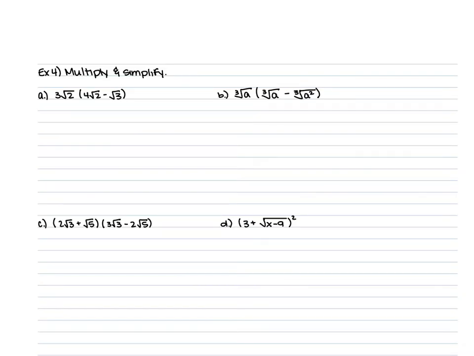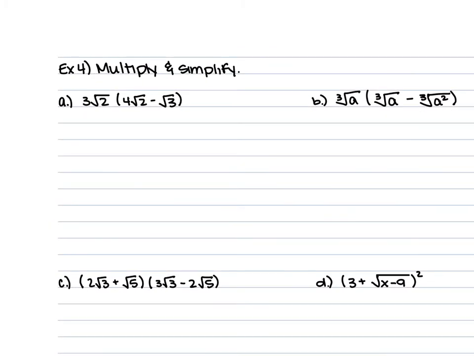Example 4 tells us just to multiply and simplify. When we multiply here, we want to see if what's on the inside of our parentheses can be simplified before we do anything. If we look at example 4a, we have 3 square root 2 times 4 square root 2 minus the square root of 3. On the inside, you cannot simplify any of that, so we are just going to distribute in this 3 square root 2. So we're doing 3 square root 2 times 4 square root 2, and I'm going to keep the sign with that 3 square root 2 times the square root 3.